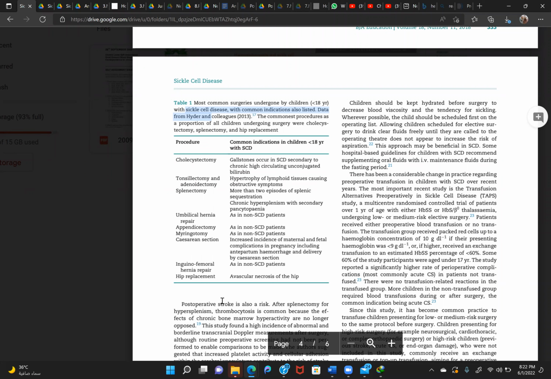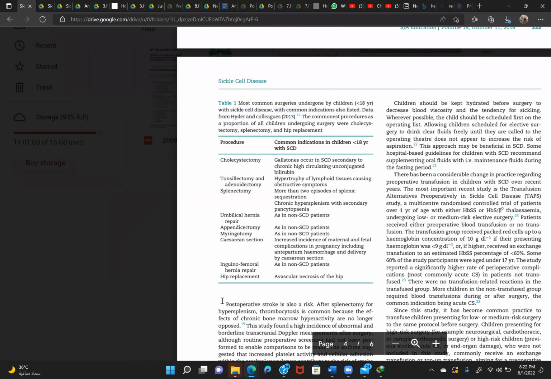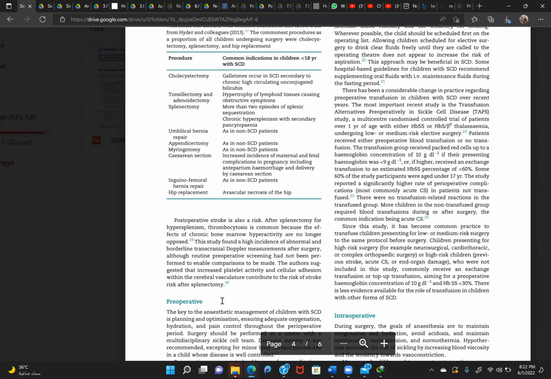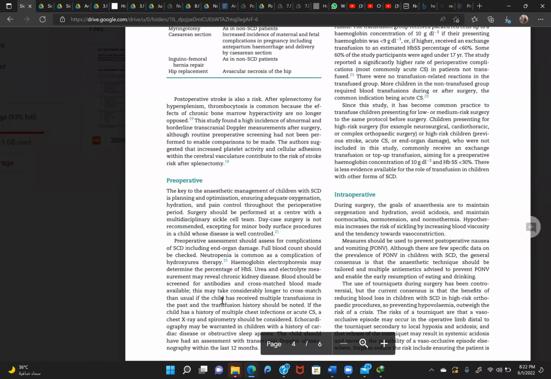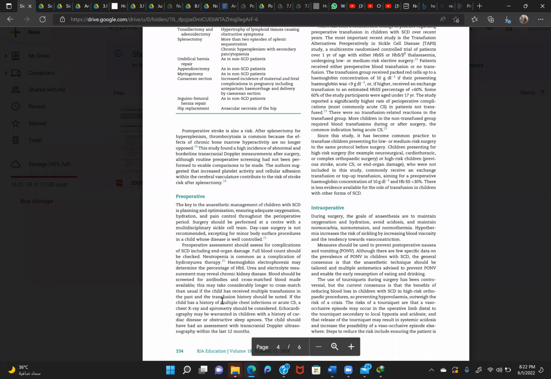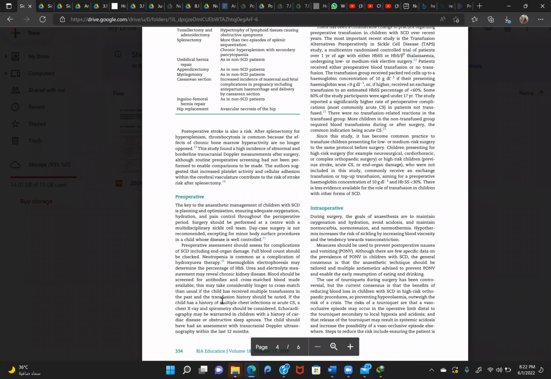Umbilical hernia repair, like any other common procedures which may be occurring. Actually, the main thing will be neutropenia. You see hydroxyurea, maybe we will find it here.